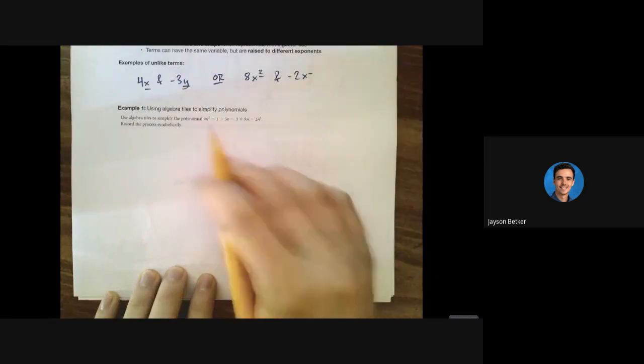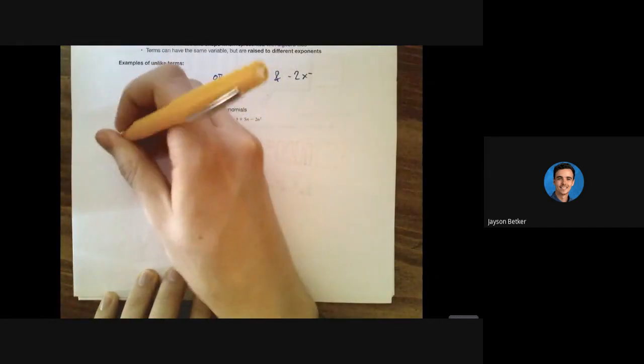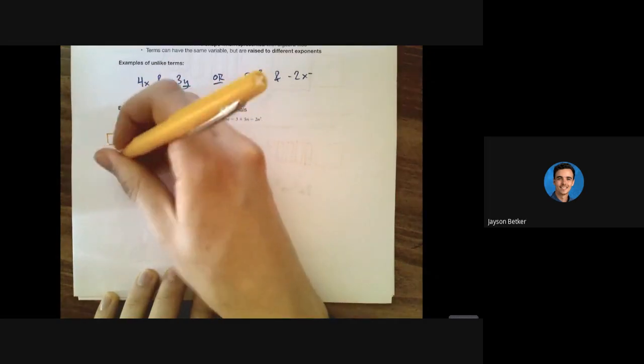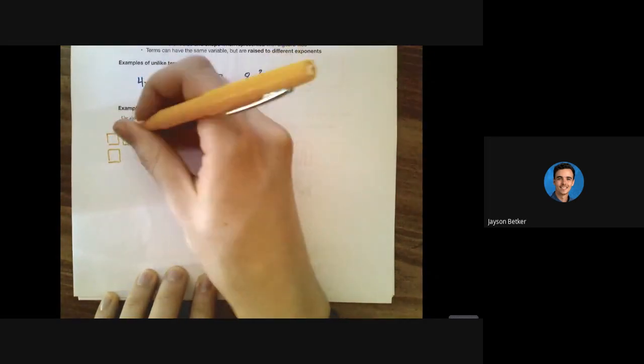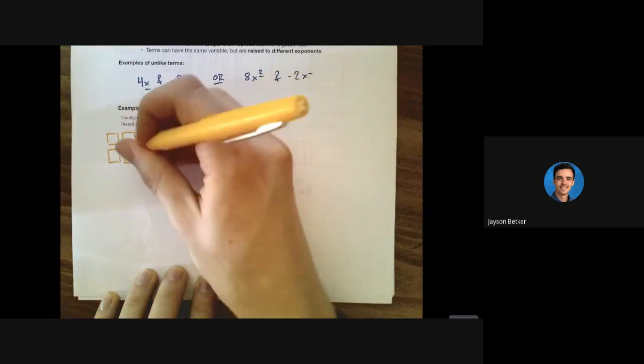So use algebra tiles to simplify the polynomial 4n squared minus 1 minus 3n minus 3 plus 5n minus 2n squared. Okay, so seems like a lot, but if we use algebra tiles, this will make our life a lot easier. I'm going to use algebra tiles, but I'm going to draw them smaller than I did in the last example because we have lots of algebra tiles. So 4n squared, that's a positive n squared. So that means that I'm going to have, these are my big squares now. Okay, I know they look a lot smaller, but I'm trying to save myself some room.